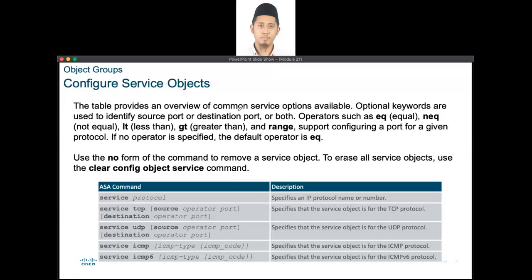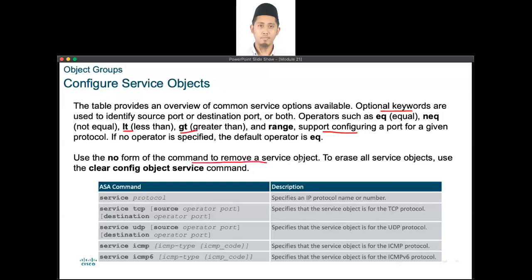Configure service object. The table below provides an overview of command service options available. Optional keywords are used to identify source port, destination port, or both. Operators such as equal (EQ), not equal (NEQ), less than (LT), greater than (GT), and also range support configuring a port for a given protocol. If no operator is specified, the default operator is equal (EQ).